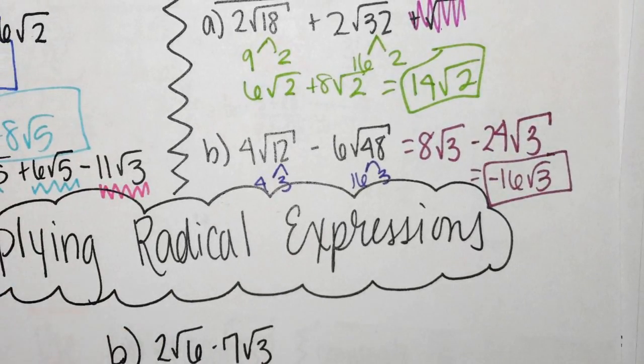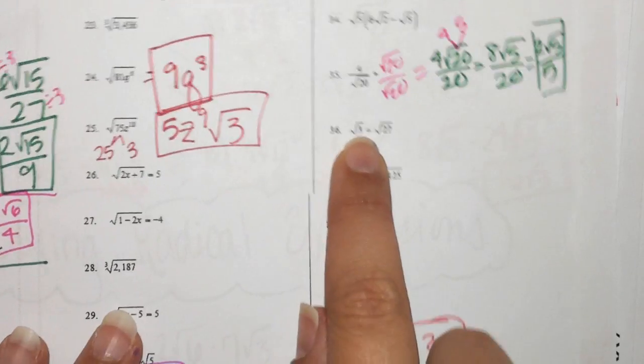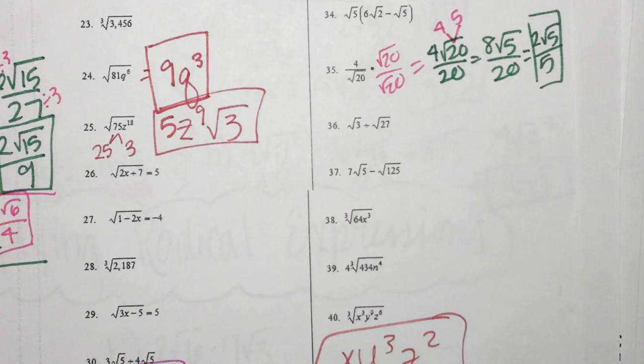Alright, are we ready to look at this little sheet? Can you try number 36 without me? Just see if you can do 36 without me, and then we'll look at 37 together.